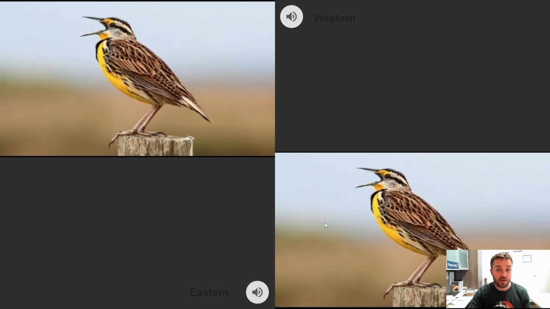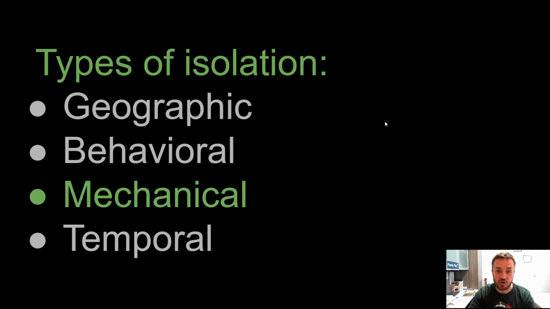And I don't know if you caught that, but they sound very different. And so these two birds look at each other, and they might look at each other and be like, hot dang, that's an attractive little bird over there. But then they hear each other sing, and are like, ugh, that's gross, right? And so they don't breed.